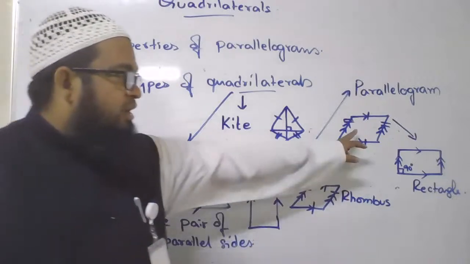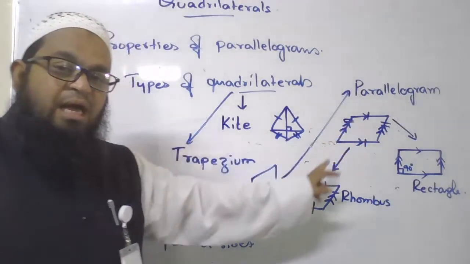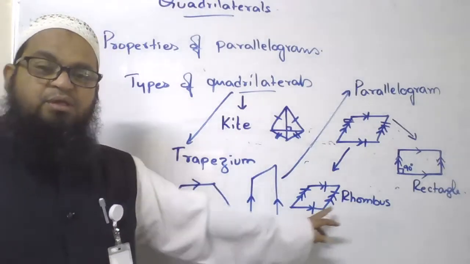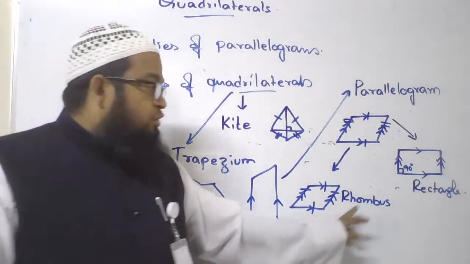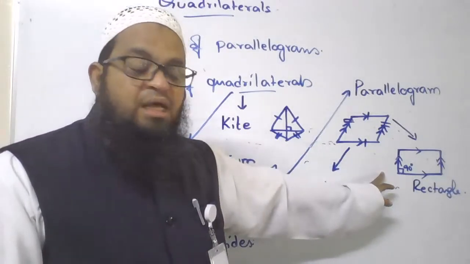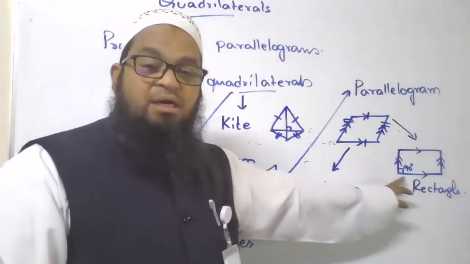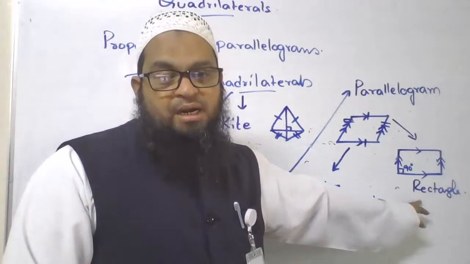Understood? So for a parallelogram, if I add the condition that all sides are equal, then it is a rhombus. When I add a special condition that the angle between adjacent sides is 90 degrees, then it is a rectangle.